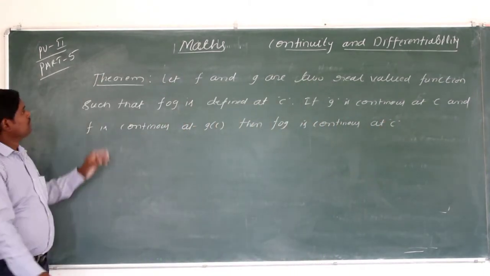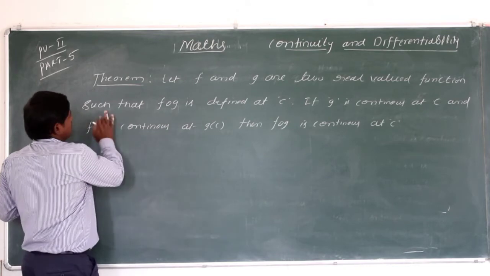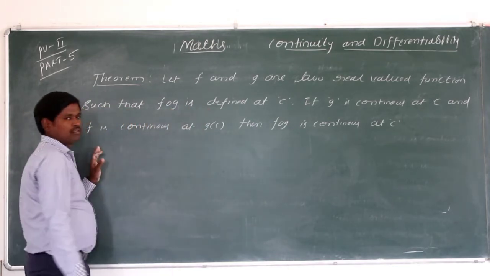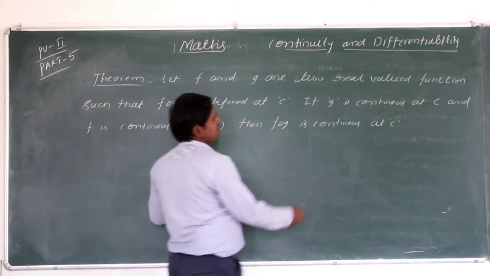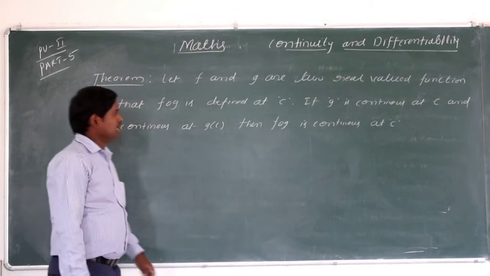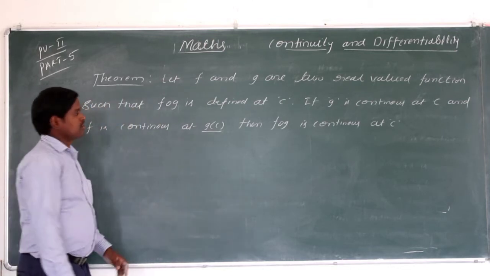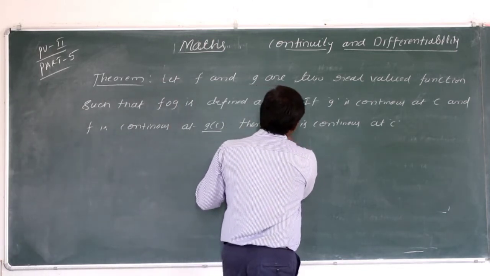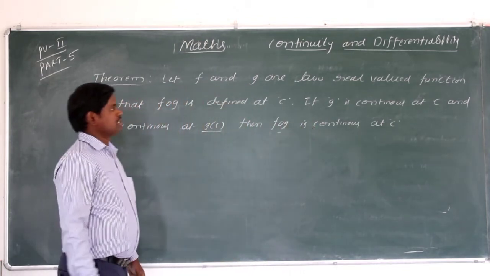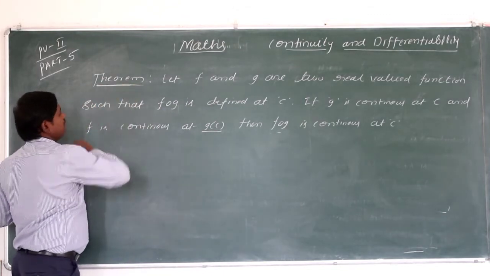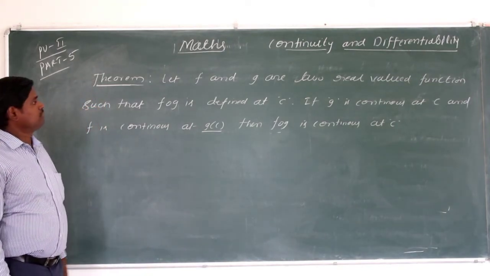So let f and g be two real valued functions such that g circle f is defined at c. So at this point the given function is defined. If g is continuous at c and f is continuous at g of c, then f circle g is continuous at x equal to c. Okay, so this is the theorem. By using this theorem, we are going to discuss some other problems. Write down the theorem.